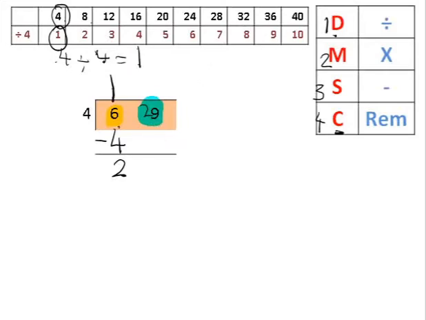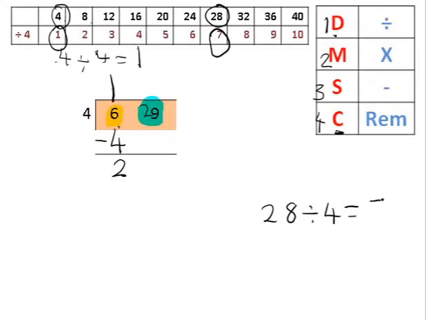So what do we do in this case? We are going to take the number that's closest to 29 but also less than 29, and that is 28. And we are going to ask ourselves, what is 28 divided by 4? 28 divided by 4 is 7.